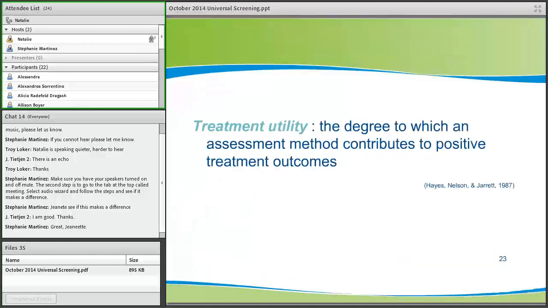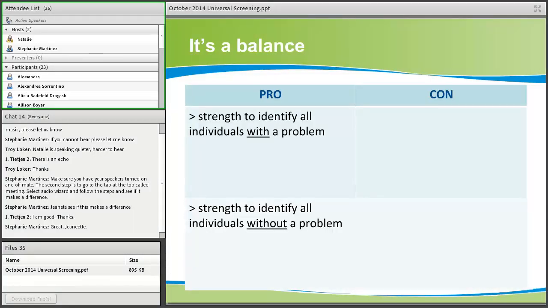And again, treatment utility. I have this in here several times because it's so important that we're linking this assessment information with the decisions we're making about supports and really have some evidence that it's helping improve outcomes for students.